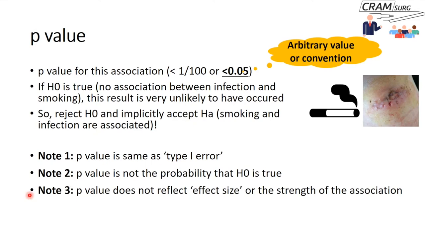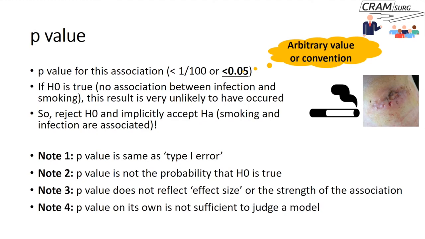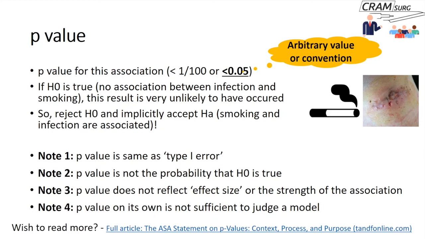Another point to note is that the p-value does not reflect effect size or the strength of the association. So if you get a relative risk of, say, 6 or 8 or 10, that doesn't mean that your p-value will get smaller and smaller. And the converse is true as well. And finally, you just have to keep in mind that the p-value on its own is not sufficient to judge a model. So you need something else, and that's what we're going to go on to next.